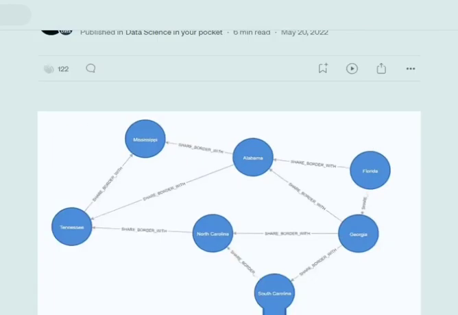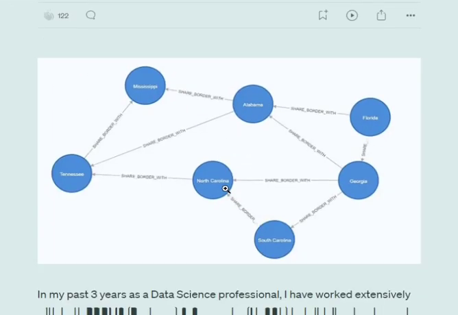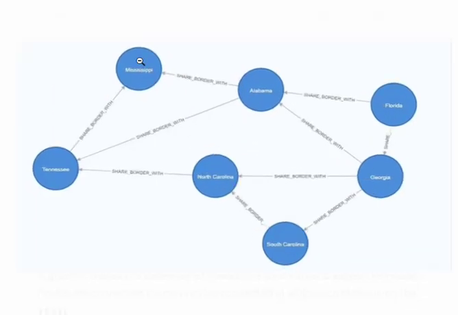Now, let's understand this particular example that you can see on the side. These blue circles are nodes, which are state names: Florida, Mississippi, Carolina, Georgia. The relationship between these blue circles is "shares border with". This is the name of the relationship. If you have properties, it can be the length of the border, and that would be a property of the relationship.